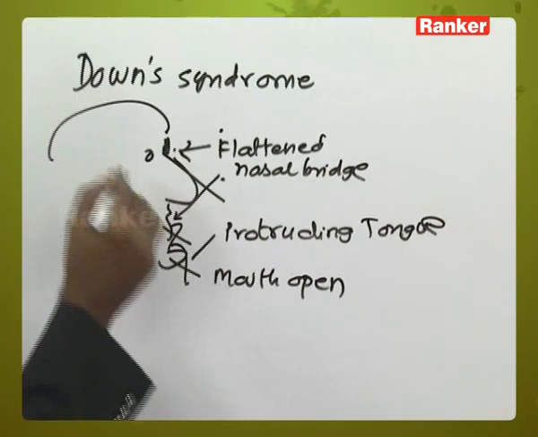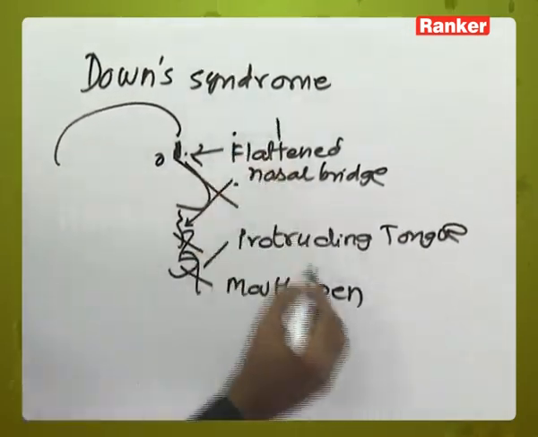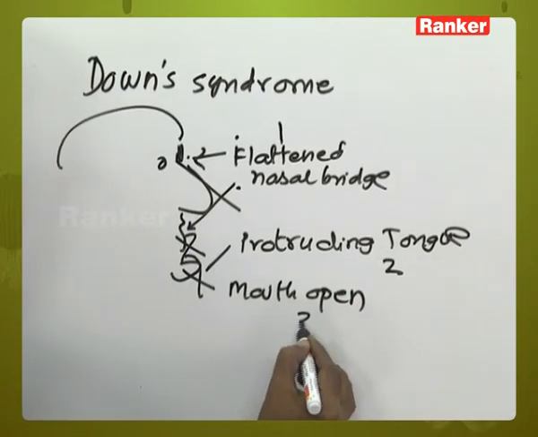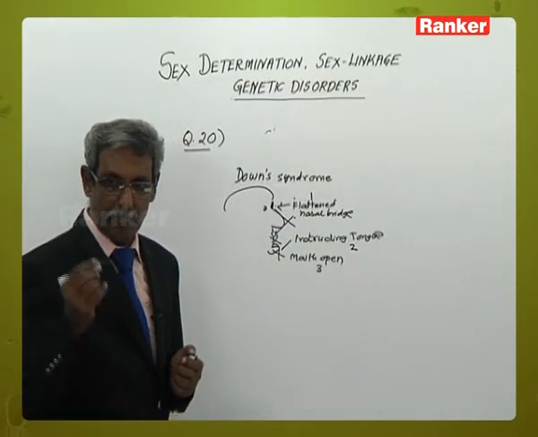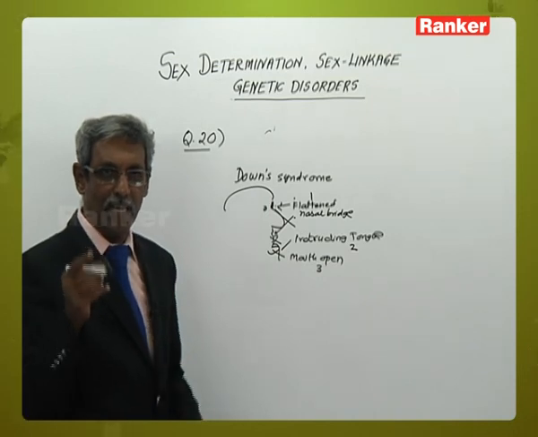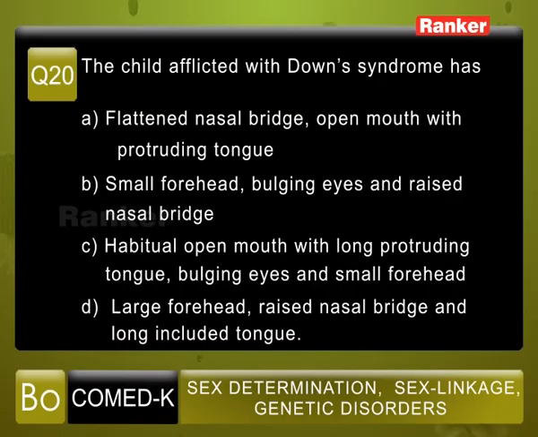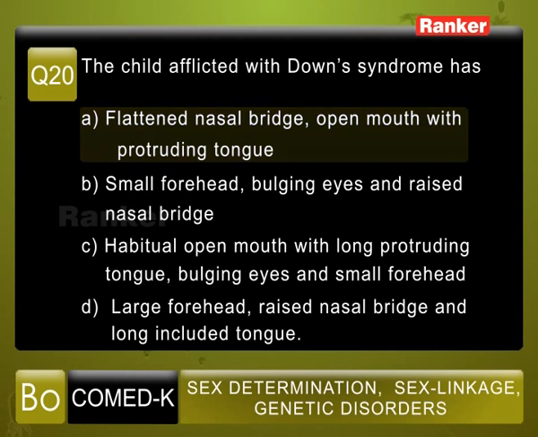So, in the case of Down syndrome, a flattened nasal bridge, a protruding tongue and an open mouth are the three specific characters by means of which you can identify Down syndrome. Hence, the correct answer is A.